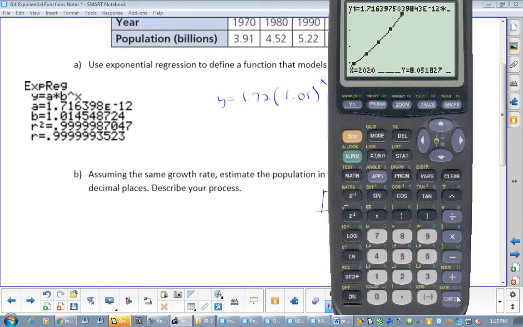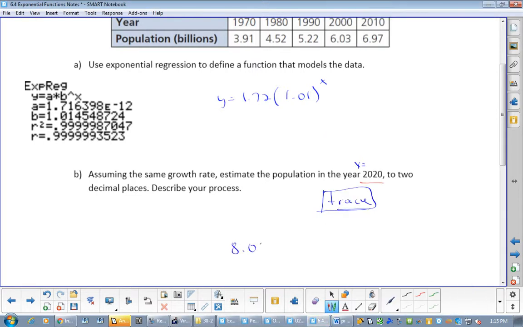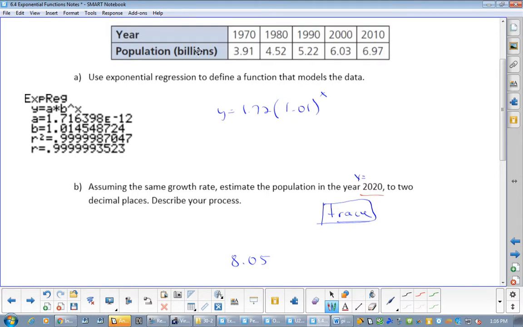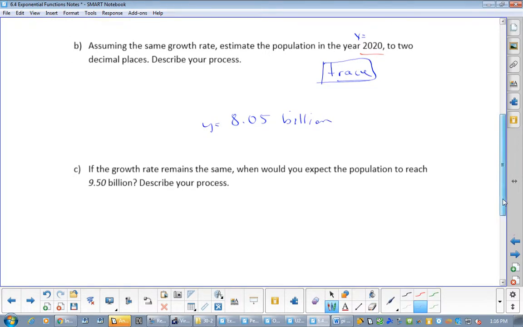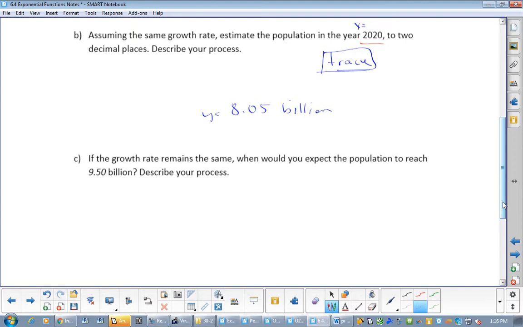Okay. 8.05 what? What are these numbers like 3.91? What does this mean? Population 391 billion, right? So 805 billion. Or 8.05 billion, I should say. Okay, and the next one says, when will the population reach 950 billion?